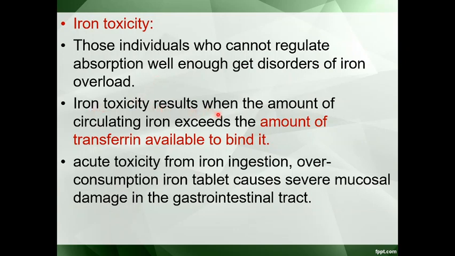Iron toxicity results when the amount of circulating iron exceeds the amount of transferrin available to bind it. That is, when iron is in excess, it will deposit in the tissues, and the amount is so much that it exceeds the amount of available transferrin. After binding with transferrin, the excess iron is deposited in the tissues, and this results in iron toxicity.